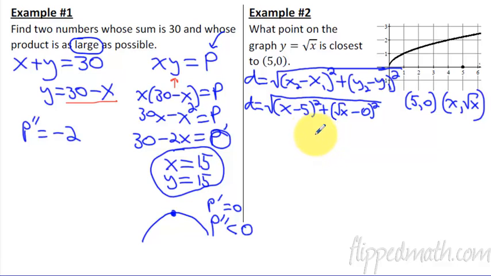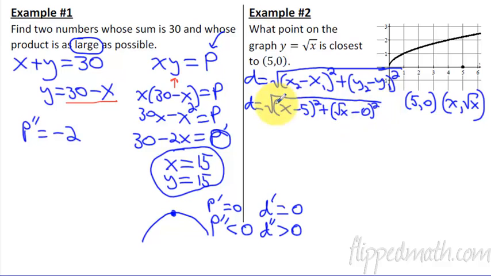Okay, so there's my distance formula, and I'm going to need to figure out when the derivative of that equals zero, because this is what I'm trying to optimize. I'm trying to find the smallest, the closest, when that distance is the smallest. So when does the derivative equal 0? And then the second derivative should be greater than 0 in order to have a minimum. That's the two things I'm looking for in this problem.